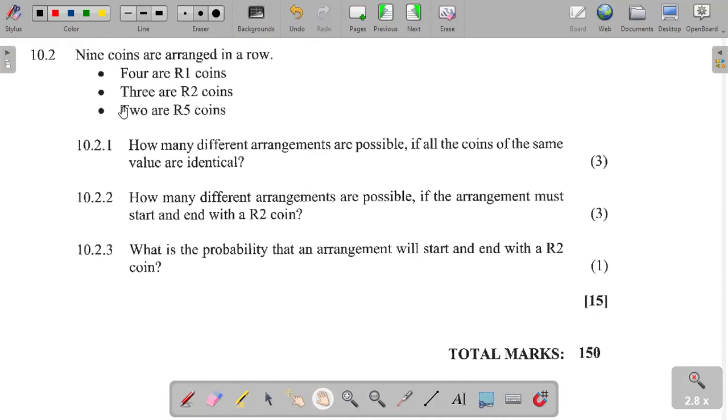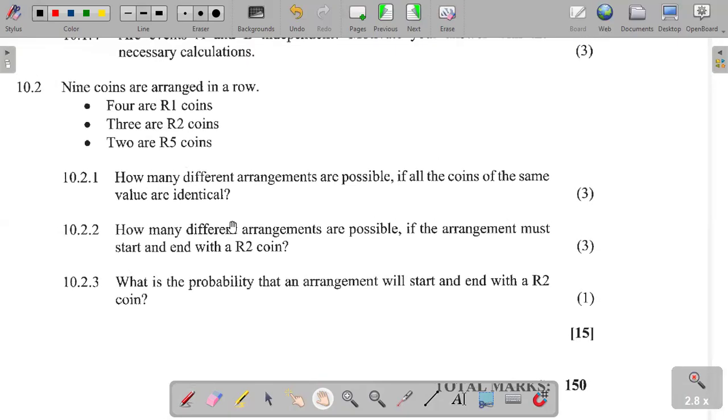So now 10.2. 9 coins are arranged in a row. 4 are 1 rand coins, 3 are 2 rand coins, 2 are 5 rand coins. They say how many different arrangements are possible if all the coins of the same value are identical. How many different arrangements are possible?